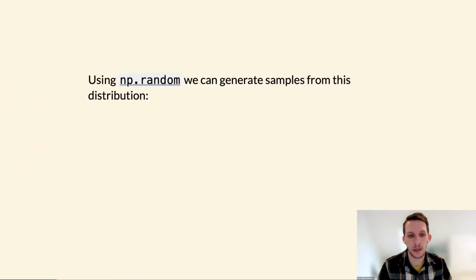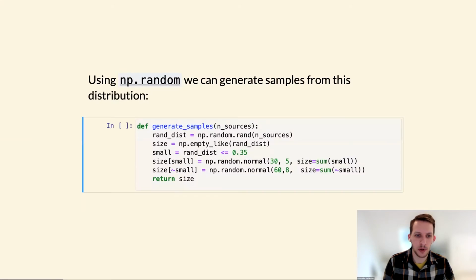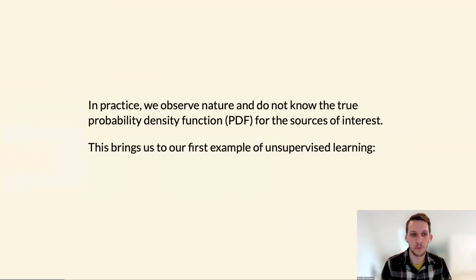Okay. So using np.random, we can generate samples from this distribution. So we can execute this cell. Essentially, in this instance, we're just defining a bunch of random sources distributed according to that formula we showed a second ago. So we use a random number generator to figure out whether or not we have something from the small population or the large population, and then we draw from the appropriate random distribution there.